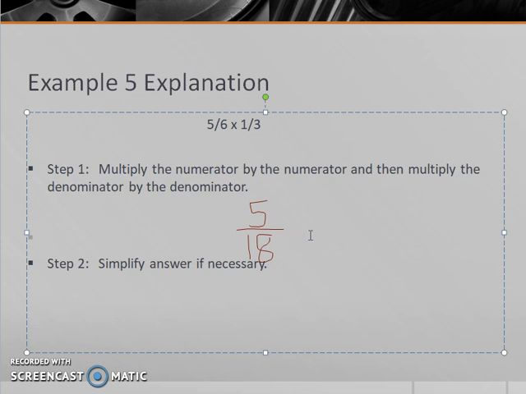My question to you is, can this be simplified? So the first thing that we should look at is what kind of numbers are 5 and 18? 5 is a prime number. Does it have anything in common with 18? Can I multiply anything times 5 to get to 18? Hope you're answering no, because I can't. So this answer is simplified. We don't need to do anything any further. So our answer is 5/18.